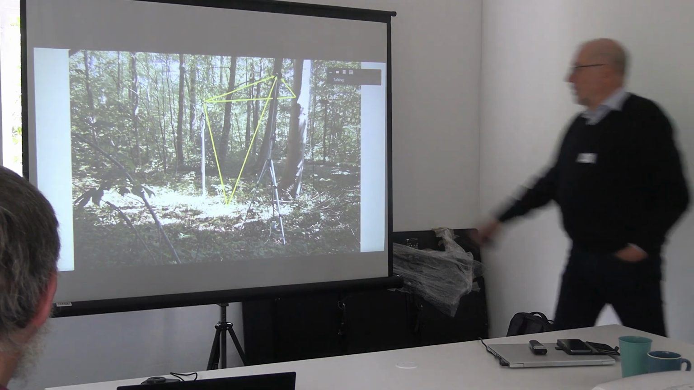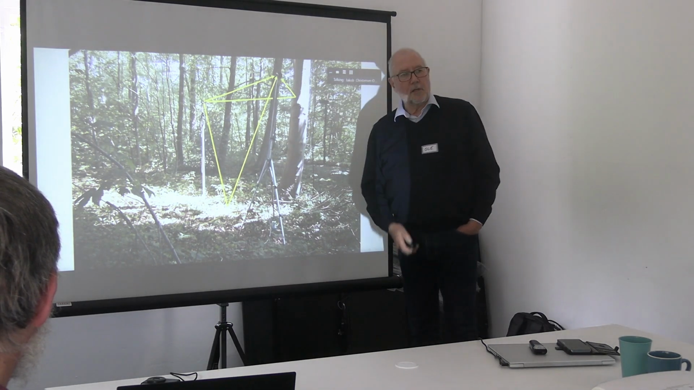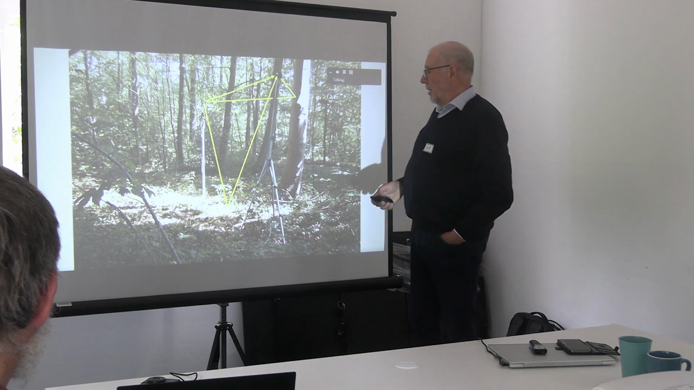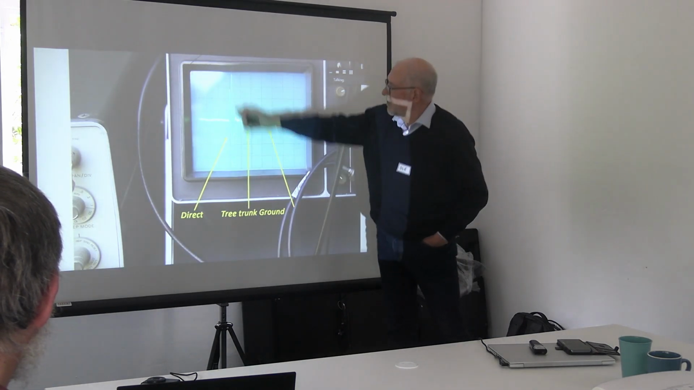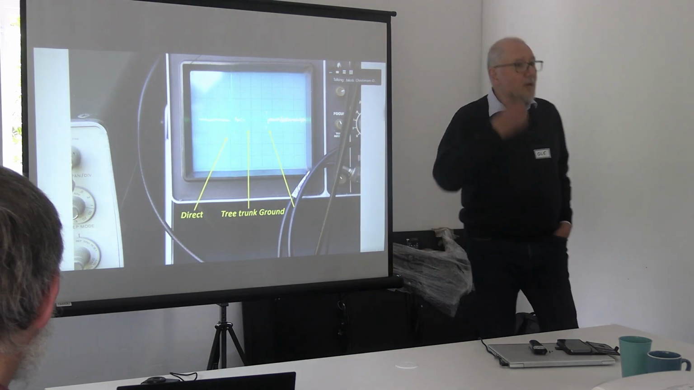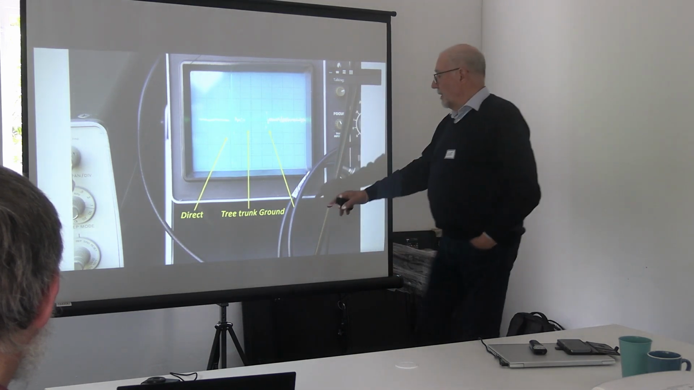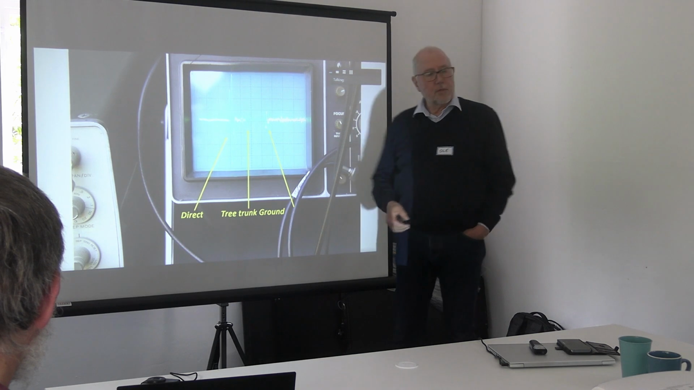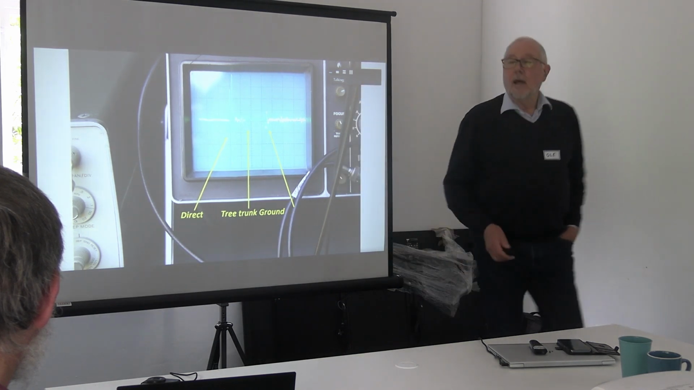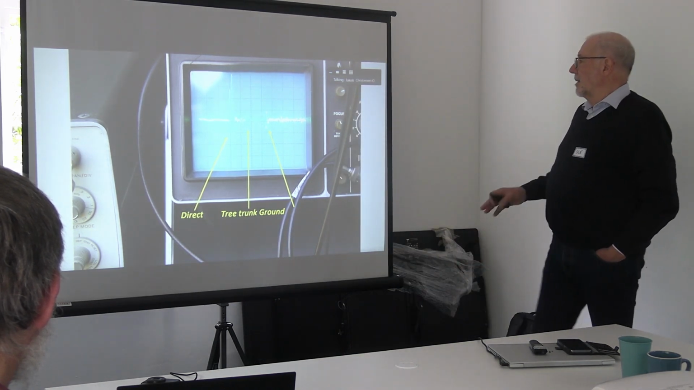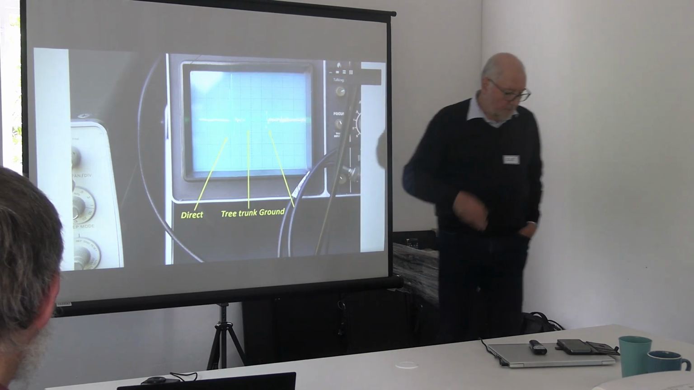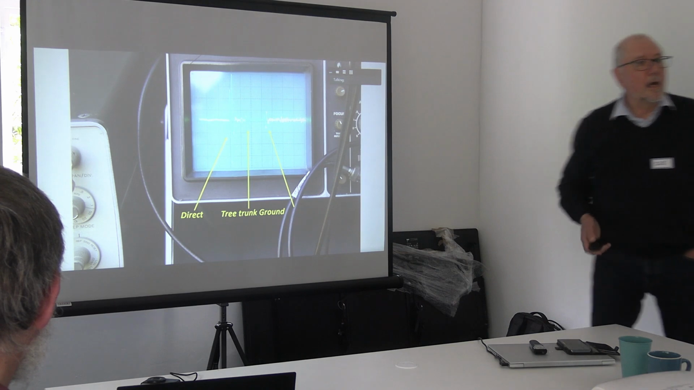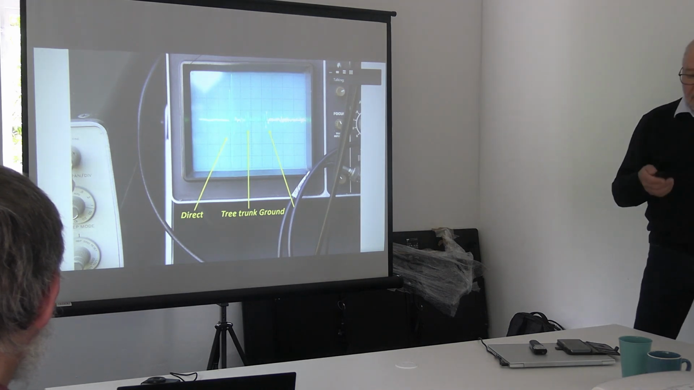And now, if you send out a very brief pulse and look at an oscilloscope, you can see that this was the direct wave that came first, and then there was the tree trunk, and then there was the ground. And a little bit of something else, but there are some objects close by that could disturb calculations.